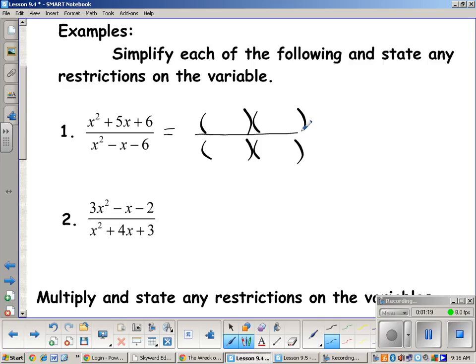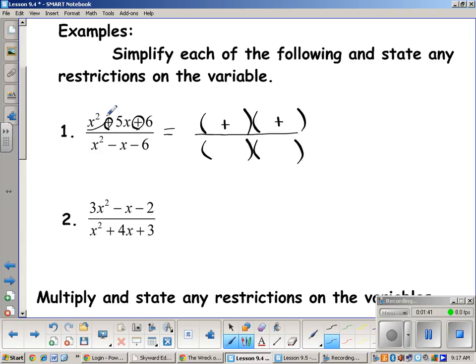Sometimes it's easier to find one of them that factors and then use that as a tip for how to factor the other one. So, top or bottom, which one looks the easiest to factor? Top, okay. The signs have to be the same as this, so they're both positive.